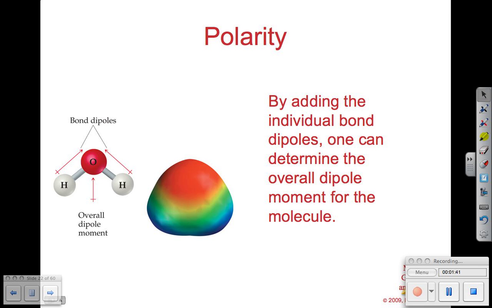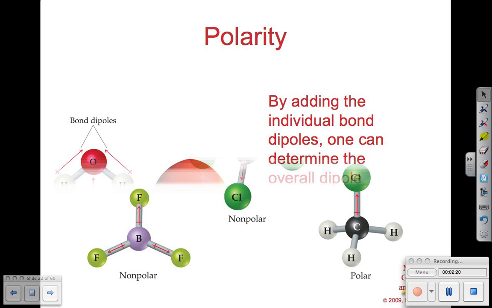So when we look at water instead, the molecular geometry is a bent shape, and the oxygen is the more electronegative. So the dipoles are pointing towards the oxygen in the molecule. So therefore, the dipole does have a direction. There's one portion that has a more negative end, and the hydrogen ends are the more positive, and so therefore, water is a polar molecule. So basically, you have to add up the individual bond dipoles to then determine the overall dipole moment for the molecule. So let's look at a couple other ones here.